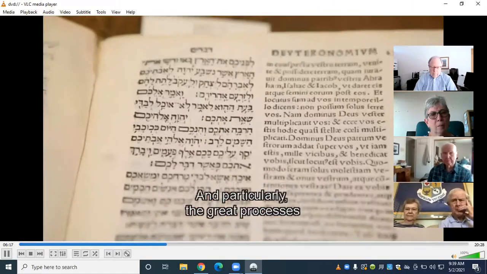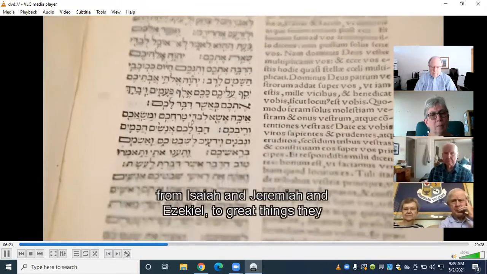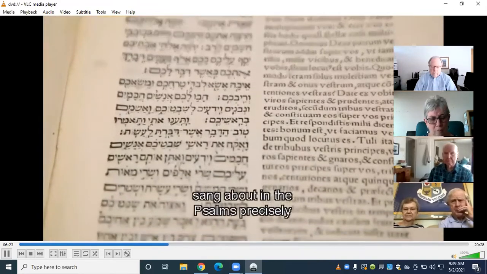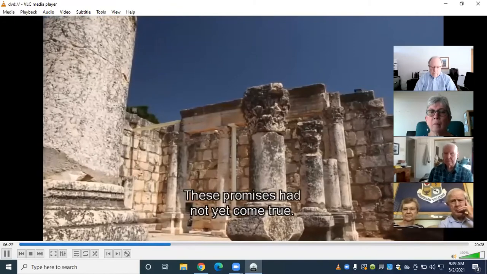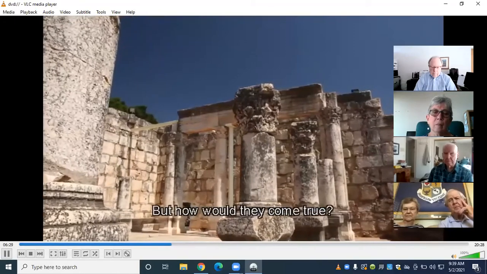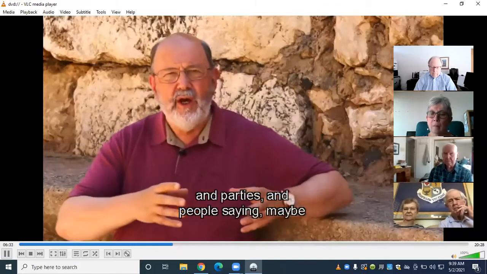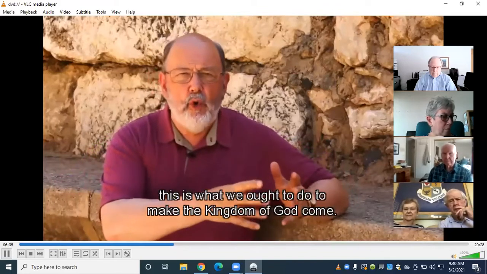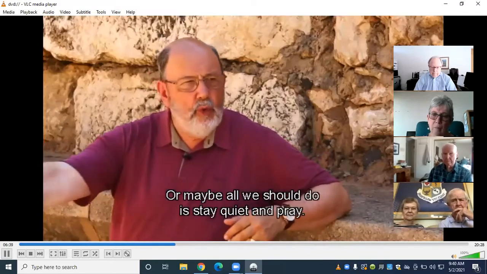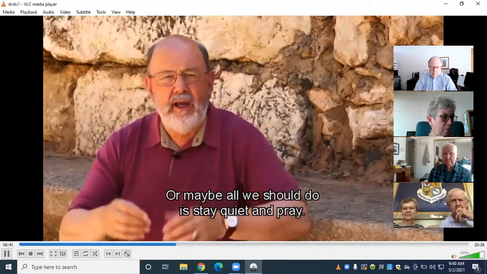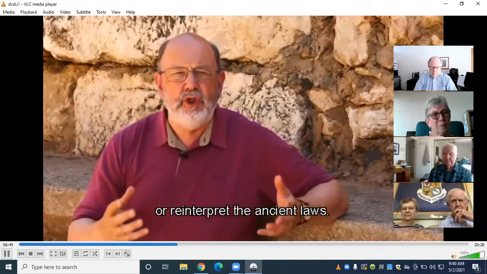And particularly the great prophecies from Isaiah and Jeremiah and Ezekiel, the great things they sang about in the Psalms, precisely in synagogues like this one. These promises had not yet come true. But how would they come true? There were all sorts of movements and factions and parties and people saying, maybe this is what we ought to do to make the kingdom of God come. Or maybe all we should do is stay quiet and pray. Or maybe we should organize in some new way or reinterpret the ancient laws.